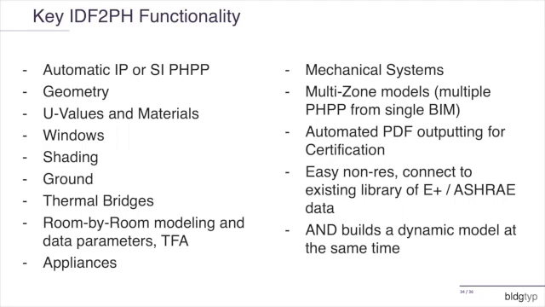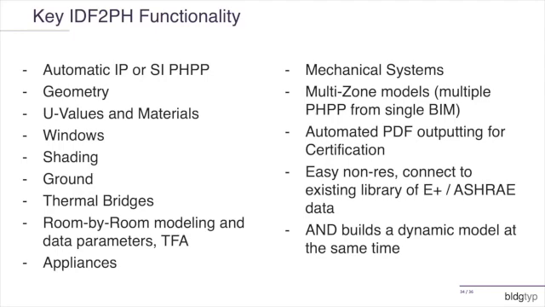All your geometry, obviously, all your shading, U values, materials, windows, ground, which I didn't talk about, but there's all sorts of ground components, thermal bridge components, room by room modeling, TFA, appliances. We've built in all sorts of stuff for appliances for both the Energy Plus side and the PHPP side. One of the real headaches with Energy Plus is trying to model residential appliance systems. Those are often not present in a lot of the libraries. So we've built some matching libraries there. Mechanical systems, multi-zone systems, and then I didn't really talk about, but we've got a bunch of automatic PDF outputting stuff.